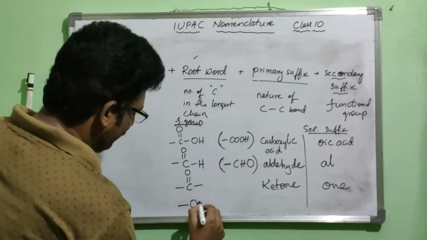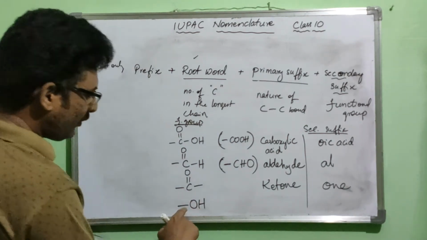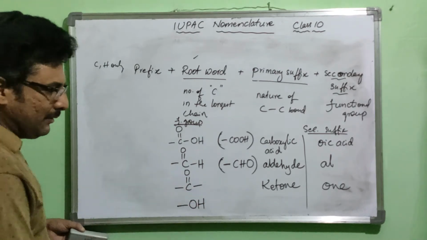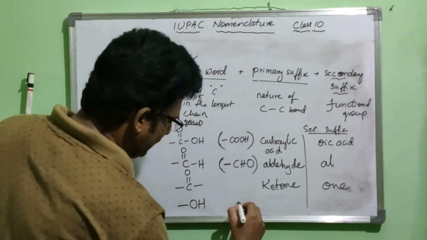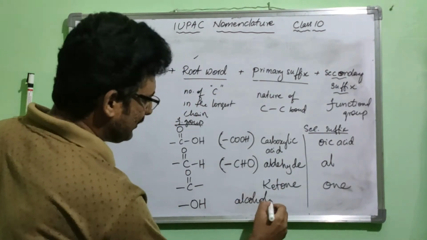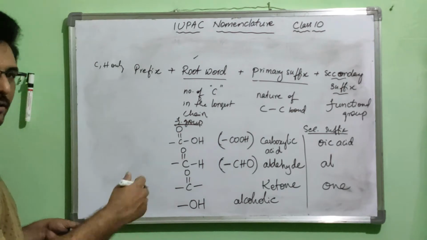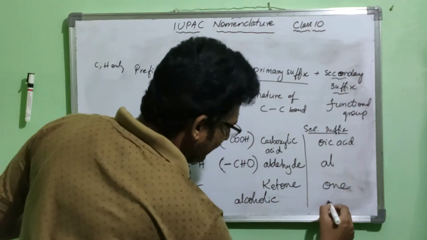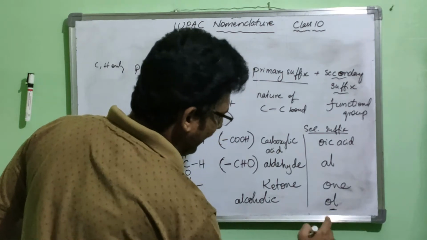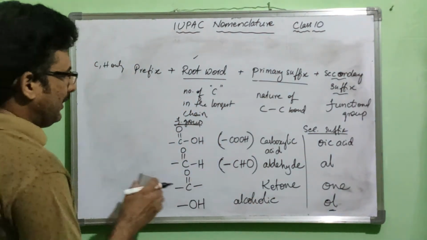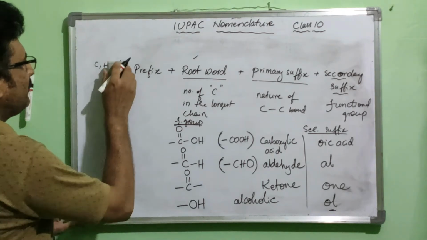And if this functional group OH is there, the OH will be bonded with a carbon atom. So this OH is nothing but alcoholic group. It is an alcoholic group, or we call it alcohol. Okay, so when this alcoholic group is there, you will write the secondary suffix as ol. Let's see an example.